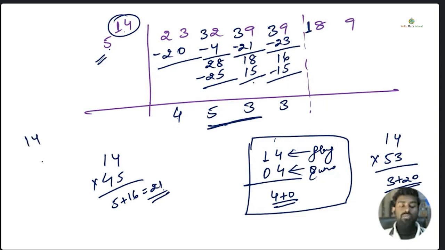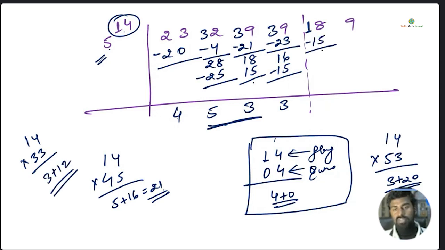Now what is the next? 14 into 3 and 3. This 3 and this 3. So 3 1s are 3 and 4 3s are 12. 3 plus 12, that is 15. Subtract 15 from here. So what will you get? 3. So this 3 is going to be divided by 5. Can you divide this 3 by 5? No. Put down 0.